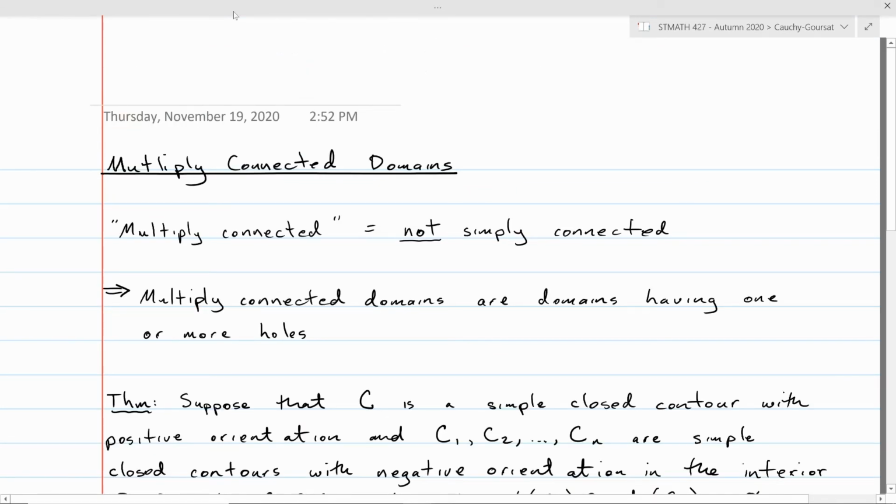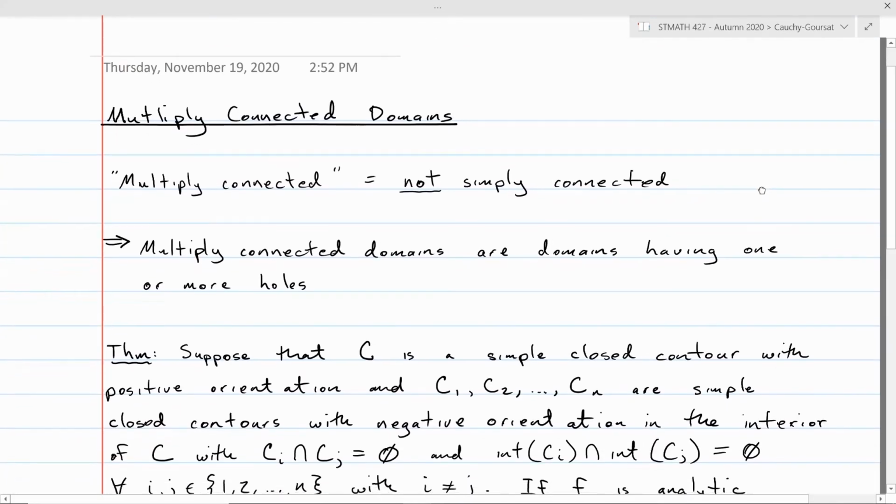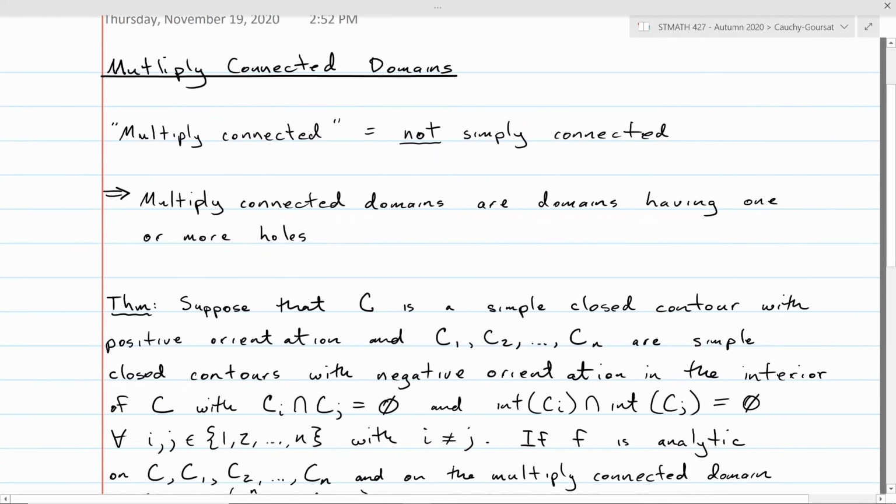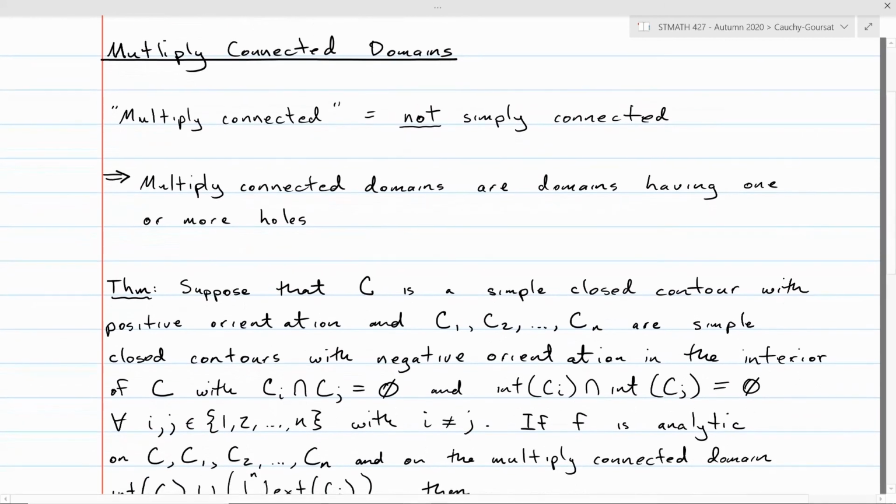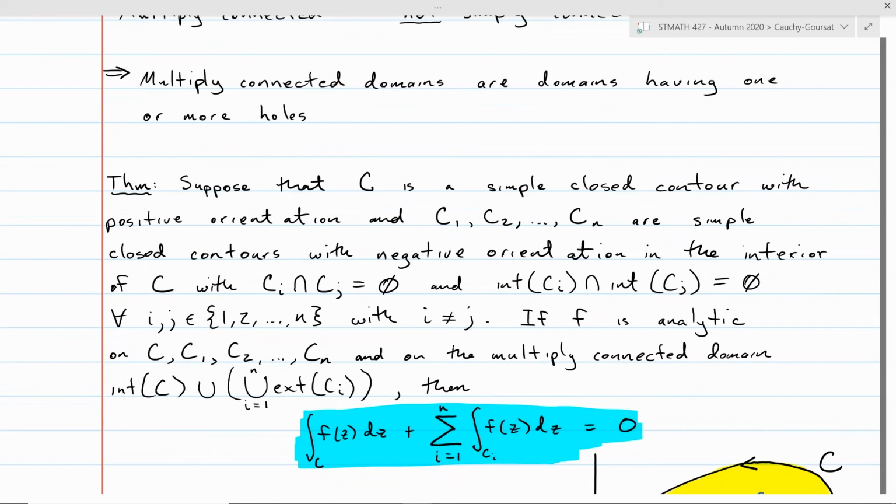Okay, the next little topic here is multiply connected domains. Multiply connected just means not simply connected. And that just means, in turn, that multiply connected domains are domains having one or more holes in them. So it's possible in multiply connected domains to have closed curves that go around points that are not in the set, in the domain. And so here's a big wordy theorem.